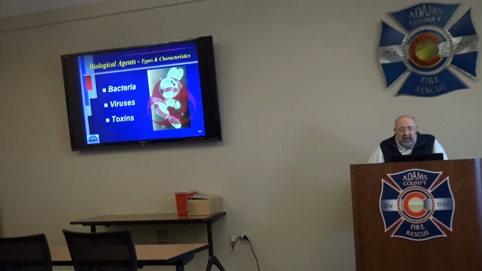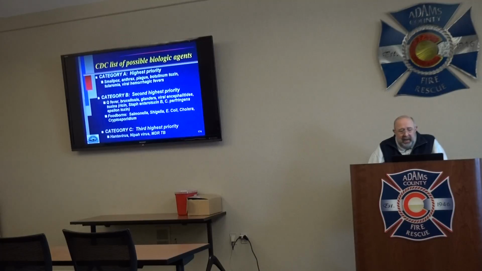Biologic agents fall into three large groups: bacteria, viruses, and toxins. We'll mention a couple of each, okay. The CDC has characterized these things in terms of how deadly they are and how easy it is to weaponize them, okay. So the category A agents, highest priority: smallpox, anthrax, plague, botulism, okay. Viral hemorrhagic fevers, that's diseases like Ebola, okay. The others lower down on the list, the category C's, harder to weaponize.